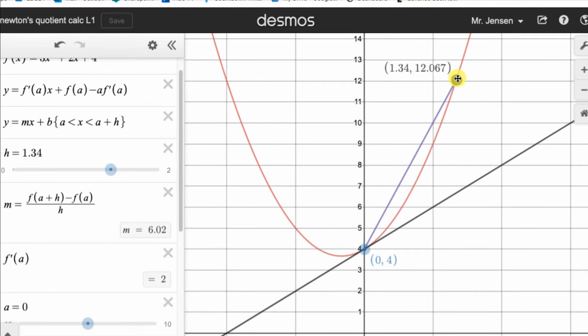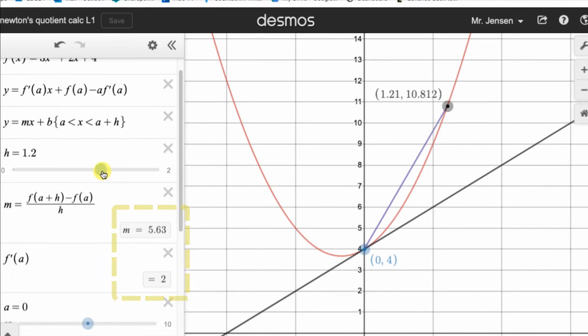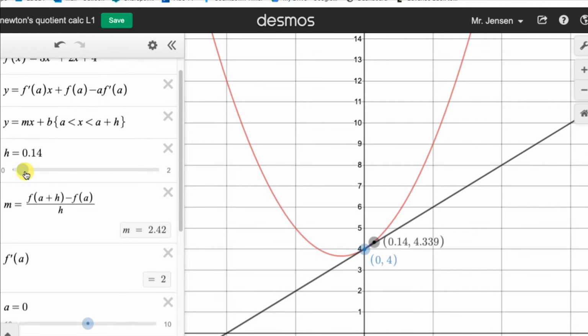But as I move this point closer and closer along the function to this point where we want the instantaneous rate of change, notice that the slope of the secant will approach the slope of the tangent. And that's the whole idea behind Newton's quotient. So watch as I move that point closer, pay attention to this 6 number. It's going to approach this 2 number. The slope of the secant is going to approach the slope of the tangent. So as that secant line gets smaller, as the points move closer together, the slope of the secant approaches the slope of the tangent. So that's the idea behind Newton's quotient.